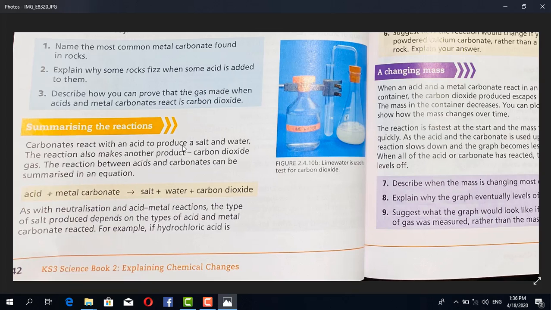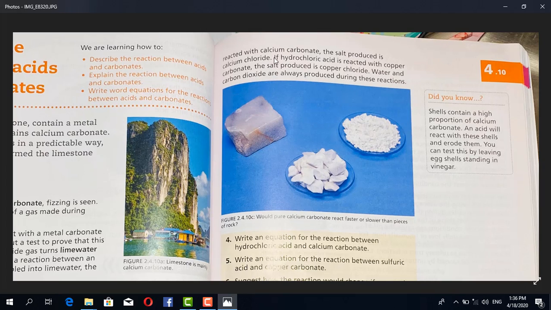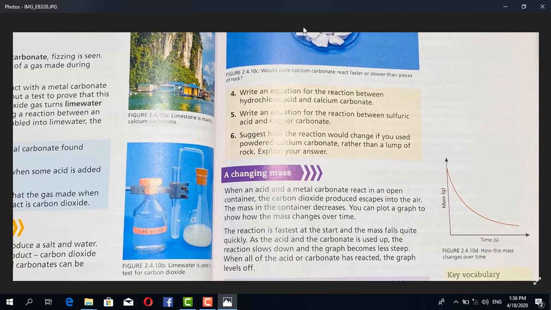Carbonate reacts with an acid to produce salt and water. This reaction also makes another product, which is carbon dioxide. So the equation for acid reacting with metal carbonate is salt, water, and carbon dioxide. For example, if hydrochloric acid reacts with calcium carbonate, the salt is calcium chloride.